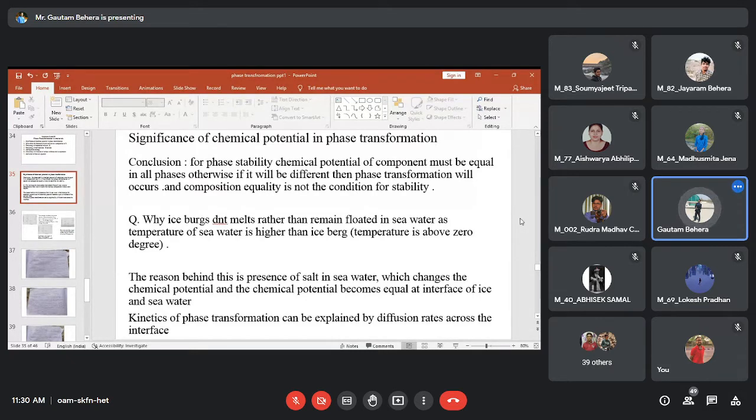So this is happening because of the presence of salt in the seawater. I told you many times, if you add a component into a pure substance, it may be a pure compound or a pure element, the free energy will change, or the chemical potential will change, right? So due to the presence of these salts in the seawater, the dissolved salts change the chemical potential of the seawater, right? And at the interface, the chemical potential is the same, right? So that's why, since the chemical potential is the same, there is no phase transformation. Phase transformation would mean the solid becomes liquid. The iceberg is solid H2O, it's not becoming liquid H2O. Okay?